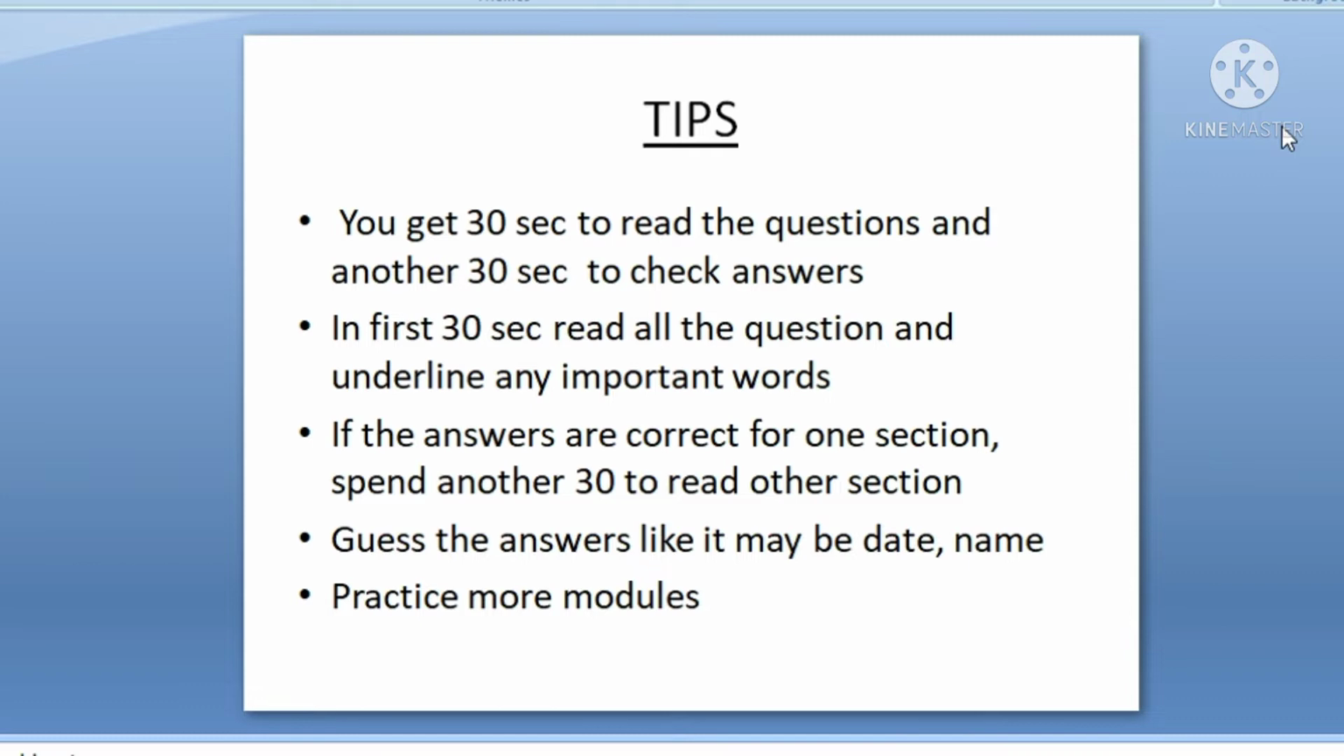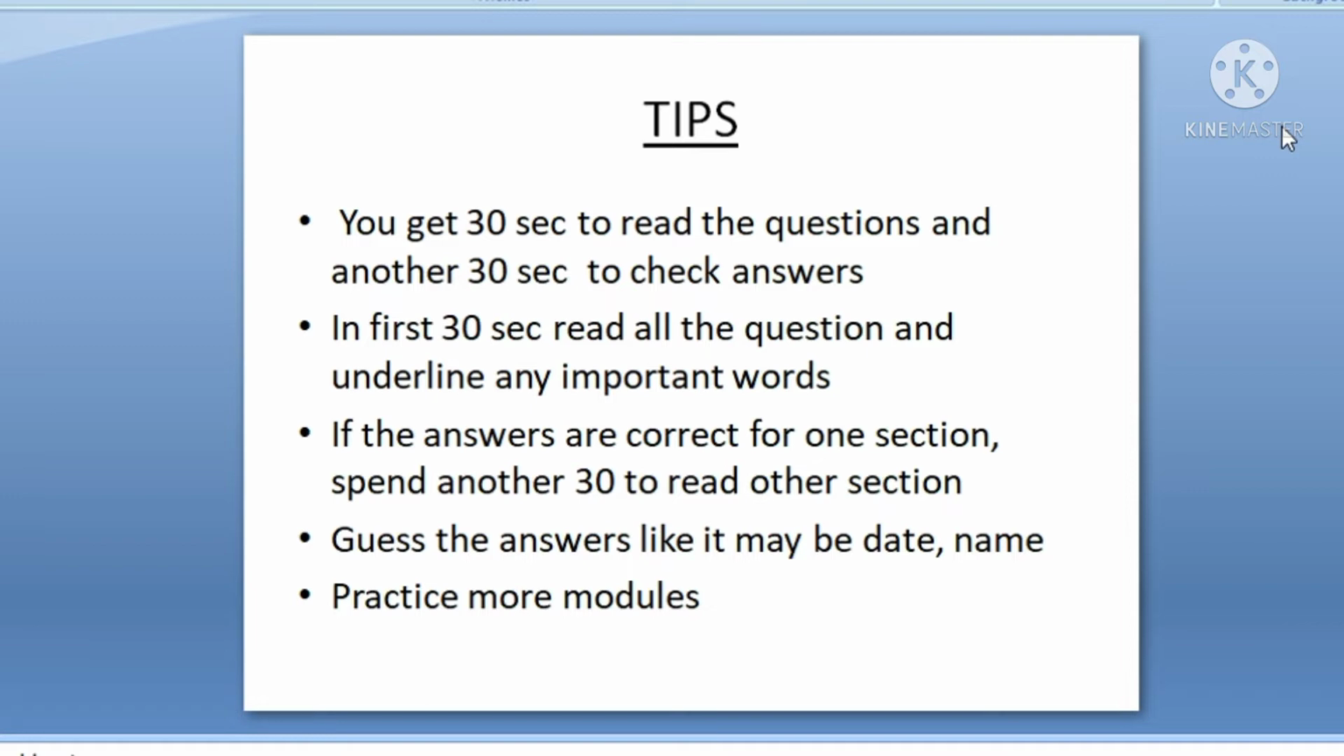Suppose you know that all the answers you have written in part 1 are correct, then don't check the answers again. You will get 30 seconds after part 1 and also 30 seconds before the start of part 2. So with 1 minute you can check the questions of part 2. Suppose if you miss the audio of one question, just don't sit there and go for the next one. At the end of the part, just guess the answer, whether it is a name or day.